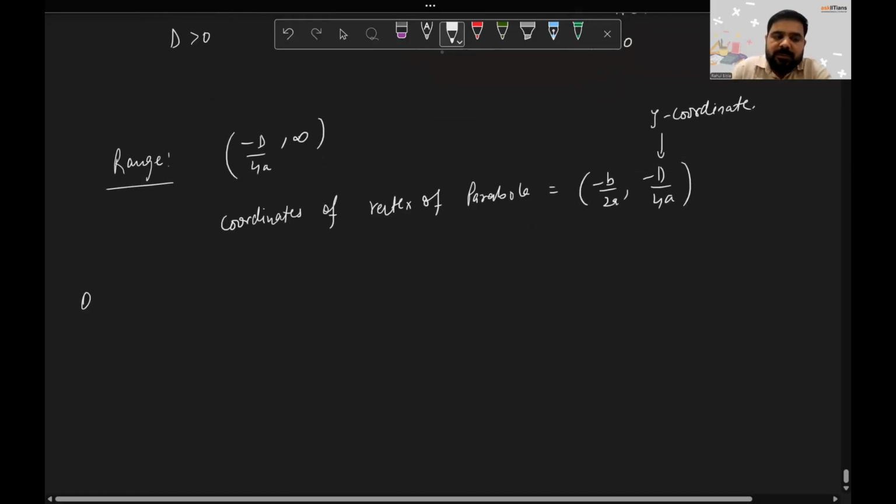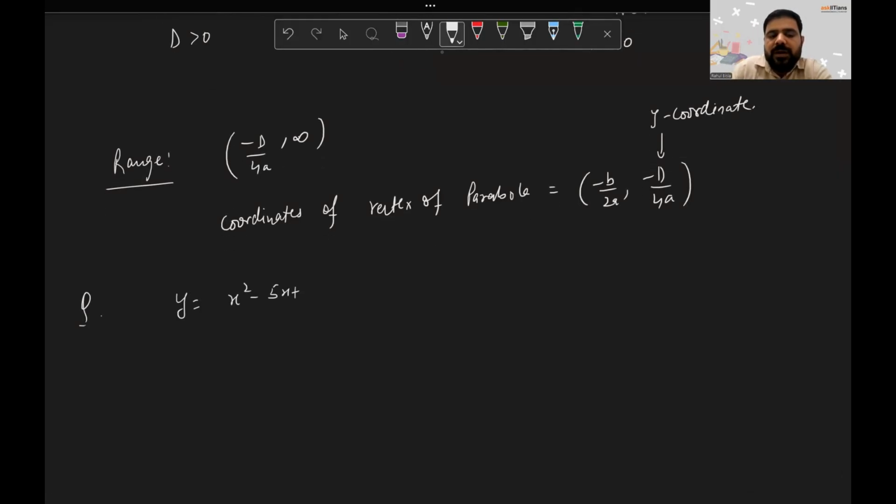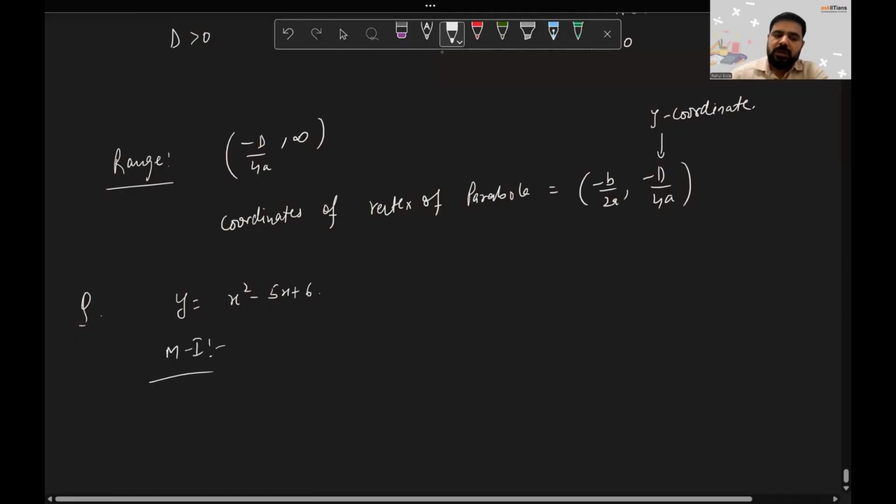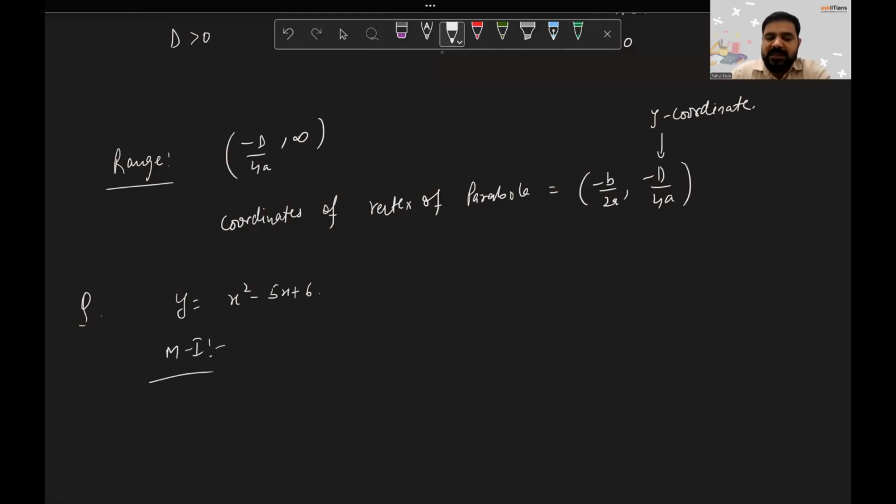If I take a question based on this, let's say we have y equals x square minus 5x plus 6. So I told you the range you can directly find out. This is the first method. I'll solve this question using two methods. So the first method is we'll be trying to find this using minus d by 4a.